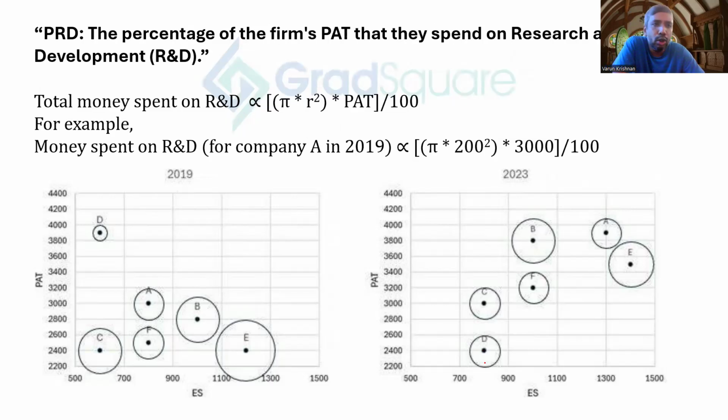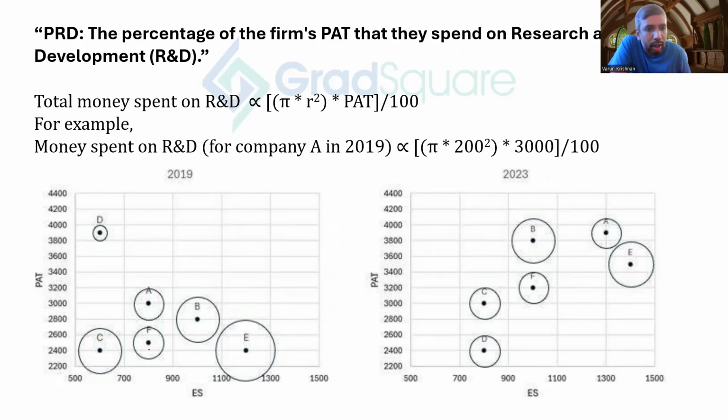So let me explain how to interpret the PRD part of the set. Let me take for example company A in 2019. If you look at company A's circle in 2019, its center is at 3000 and it is kind of extending till 3200 on top and till 2800 at the bottom, which means I can say approximately the radius is about 200. So radius is 200, which means area of the circle will be pi into 200 square. And that area is proportional to the percentage of PAT that is being spent on R&D.